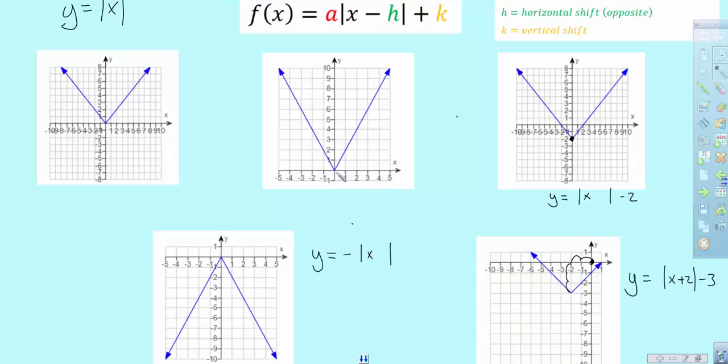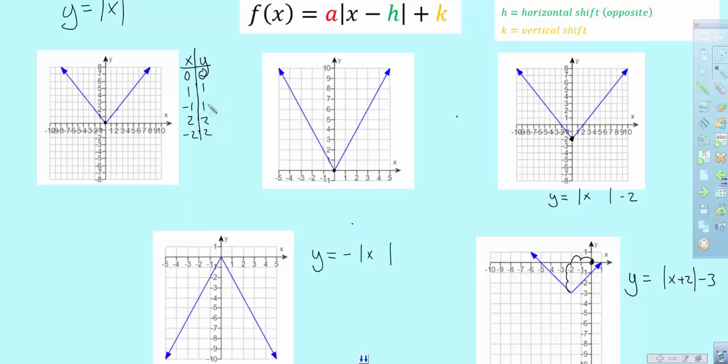Well, we look at this guy and we can't really tell because our vertex is still our vertex. We look at this guy, we can't really tell because our vertex is our vertex. So at that point, what we do is we start creating a table of values and trying to figure out, well, what is the transformation? What has happened? In this case right here, we have the ordered pair 0, 0. If we plug in 1, we move over 1, we go up 1. If we plug in negative 1, we go over negative 1, we go up 1. We go over 2, up 2. We go negative 2, up 2.